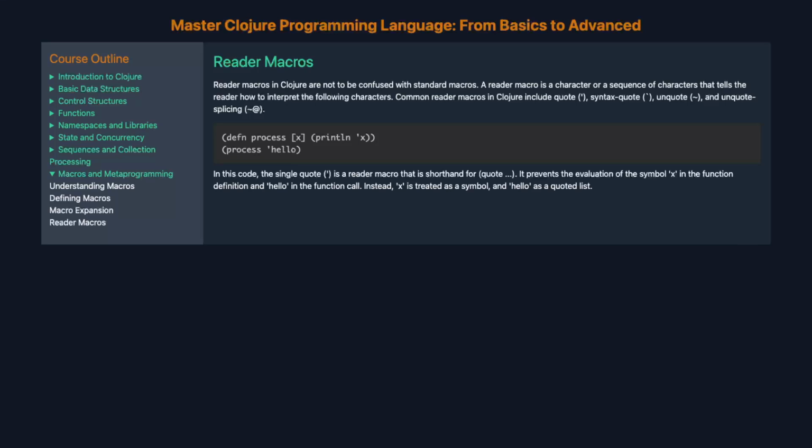In this code, the single quote is a reader macro that is shorthand for quote. It prevents the evaluation of the symbol x in the function definition and hello in the function call. Instead, x is treated as a symbol and hello as a quoted list.